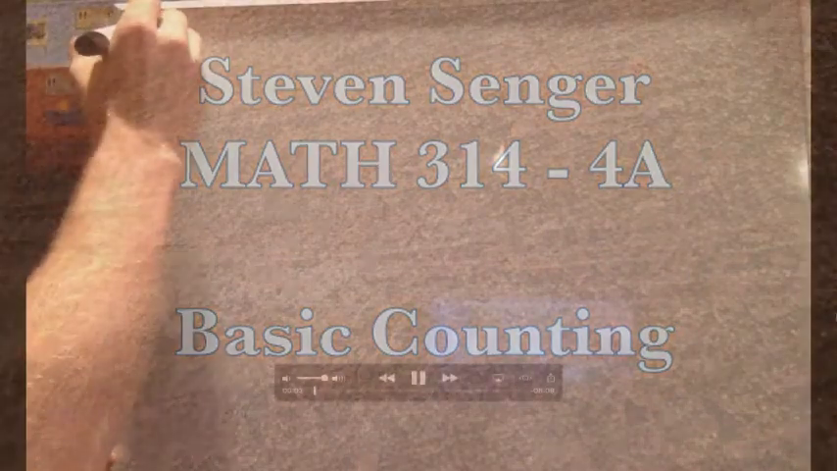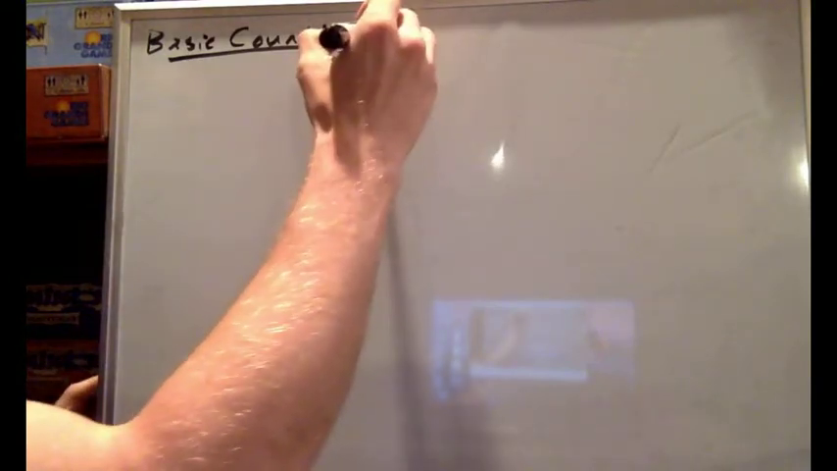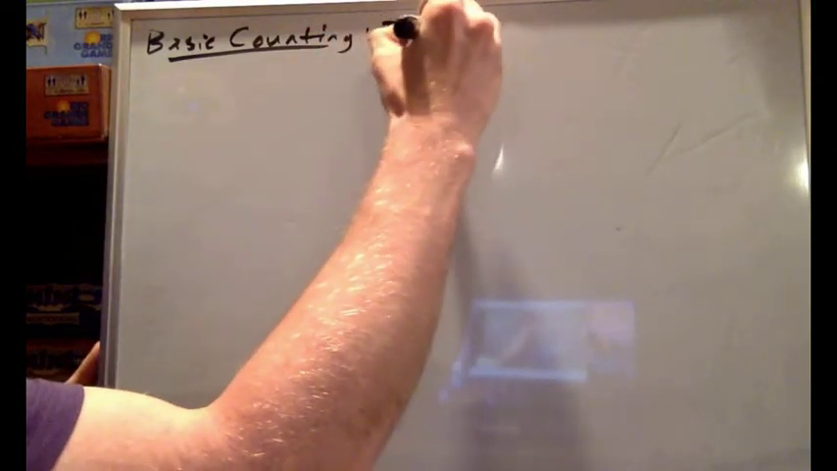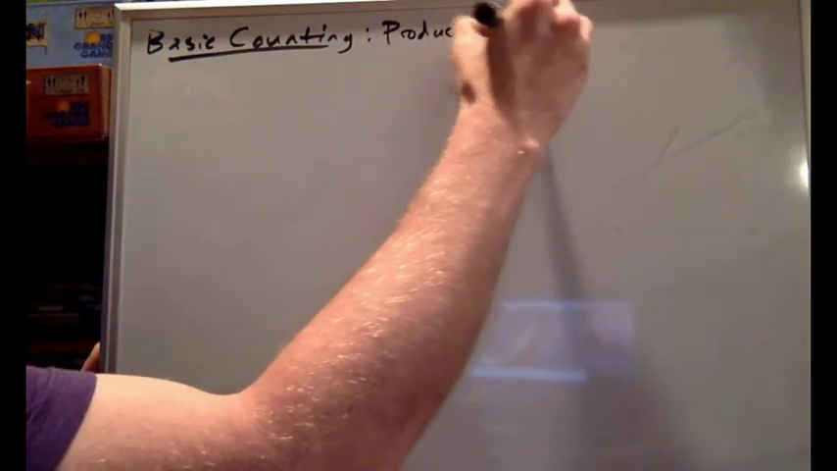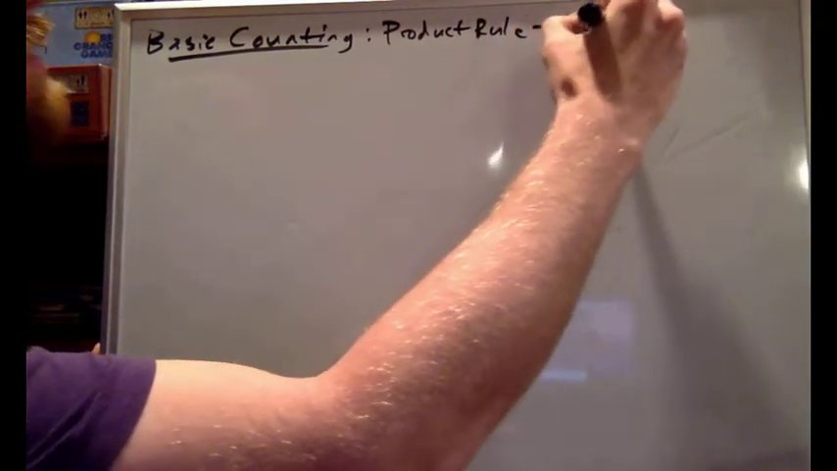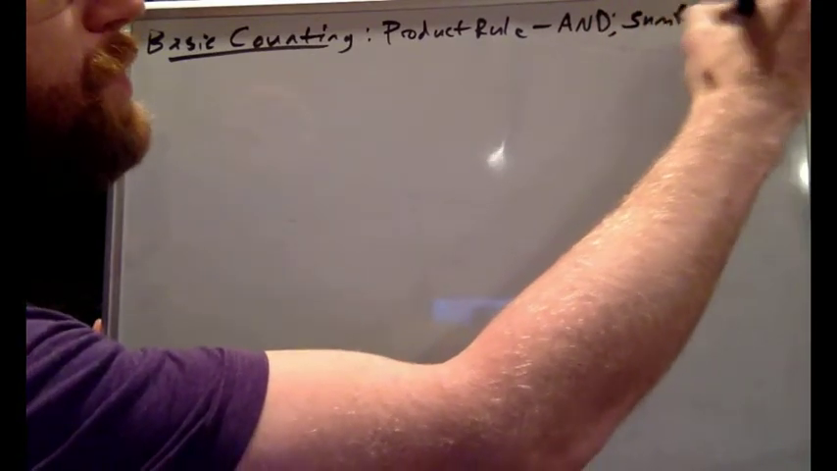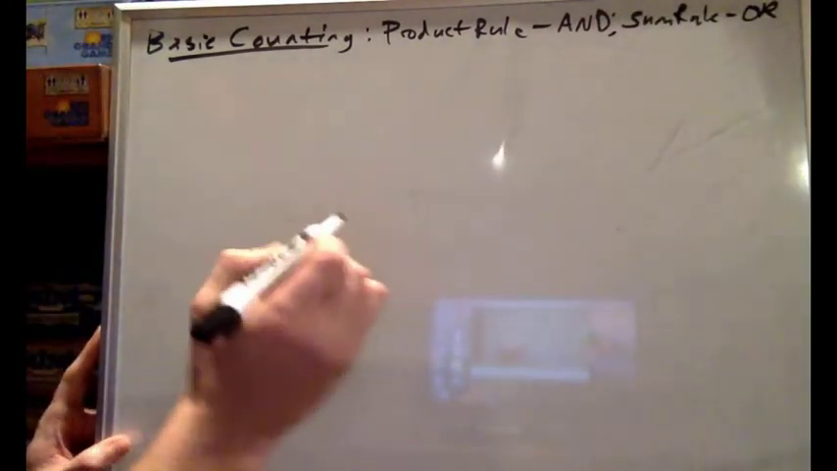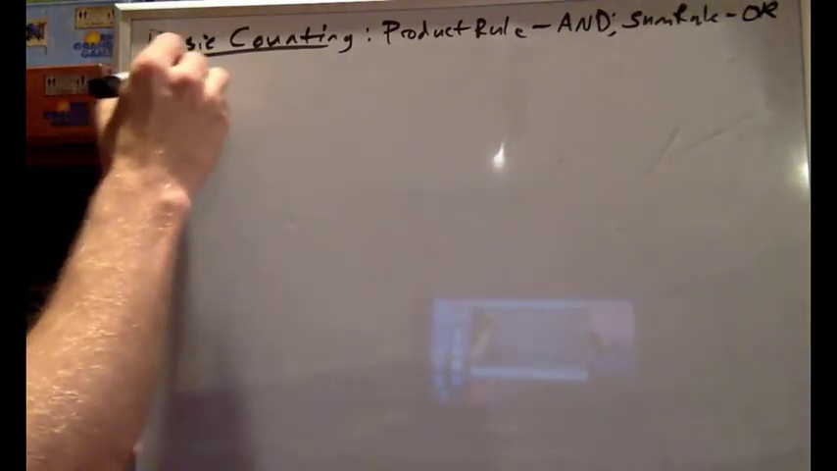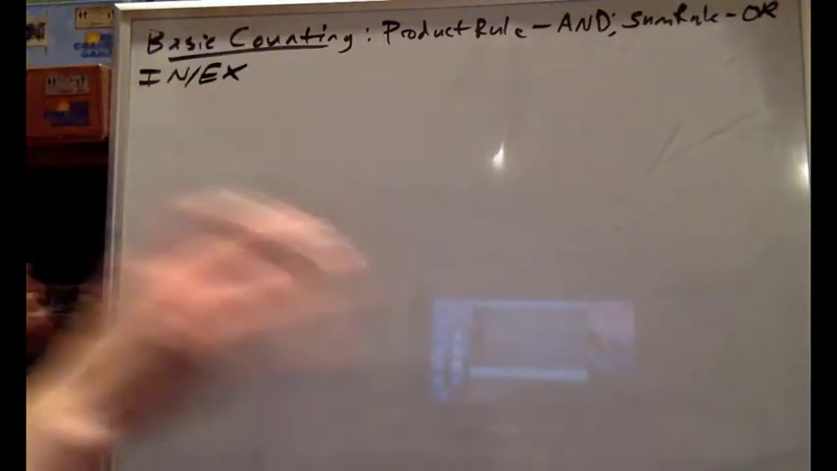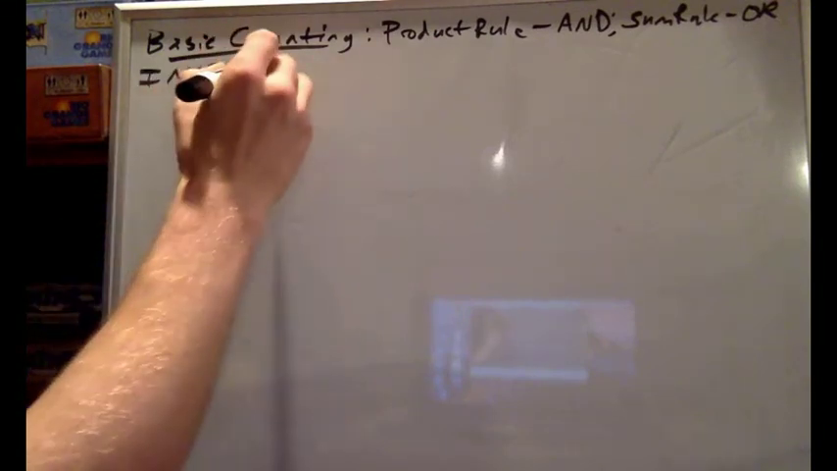So today we're going to talk about basic counting. The four topics in this section are going to be the product rule, which comes from "and," the sum rule, which comes from "or." We're going to have inclusion-exclusion, which is going to kind of deal with "not," really.